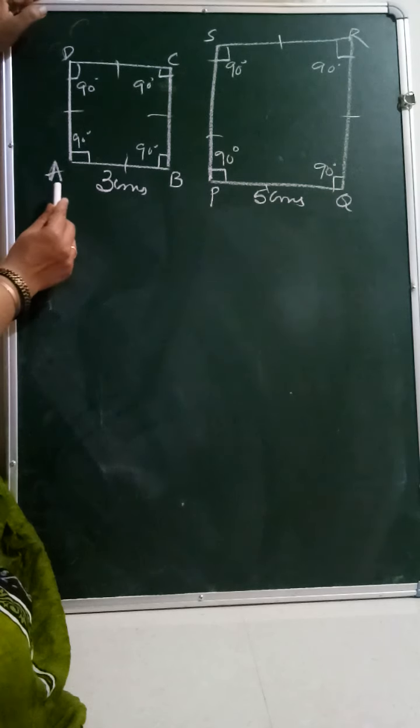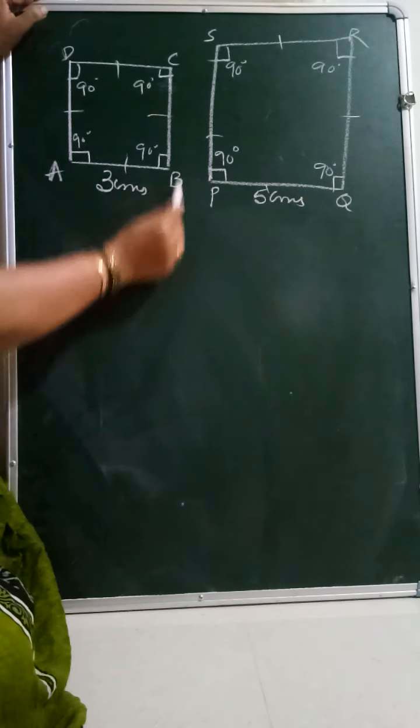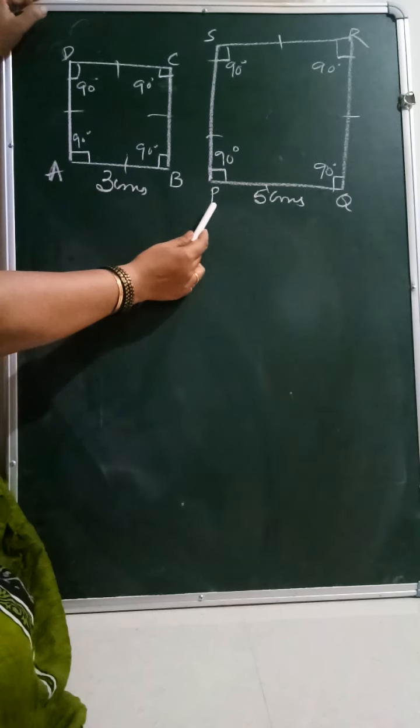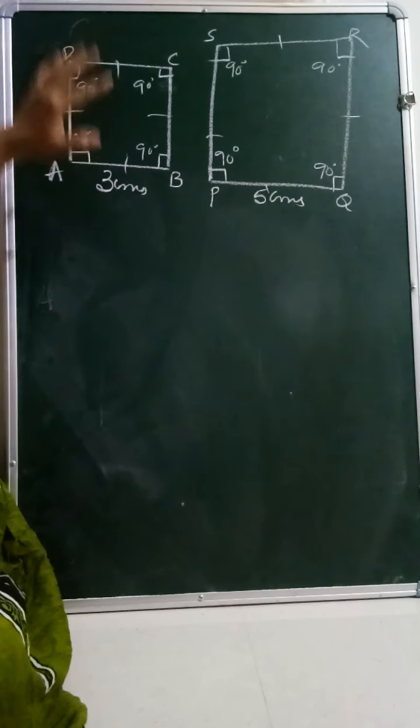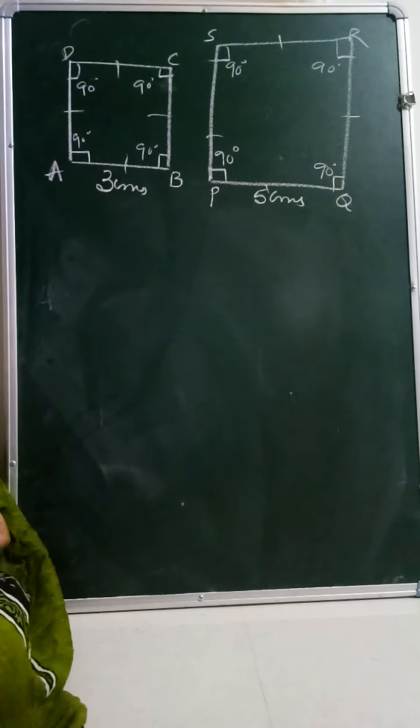Now here is a square named ABCD and the other square PQRS. ABCD is of side 3 cm, and PQRS whose side is 5 cm. We are familiar with the properties of quadrilaterals, and a square is one of the quadrilaterals. The speciality of this square is all the angles are equal to 90 degrees. We know that in a square all sides are equal and all angles are equal to 90 degrees.